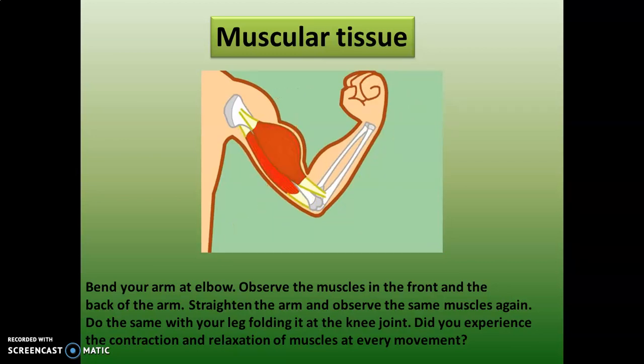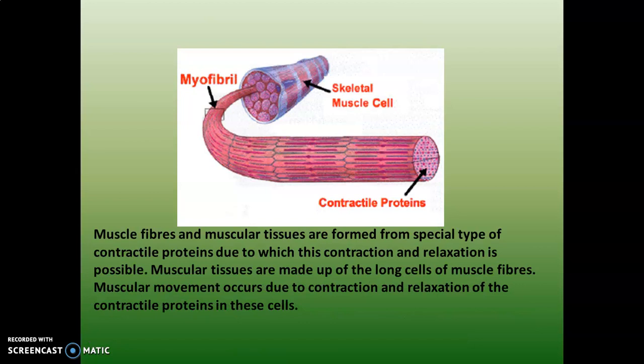Okay, so let's study the different types of muscular tissue, or what the muscular tissues are. Muscle fibers and muscular tissues are formed from a special type of contractile protein due to which this contraction and relaxation is possible. Muscular tissues are made up of long cells of muscle fiber. Okay, so you can see, these are the long cells. They contain special contractile protein. Muscular movements occur due to contraction and relaxation of the contractile proteins in the cell.